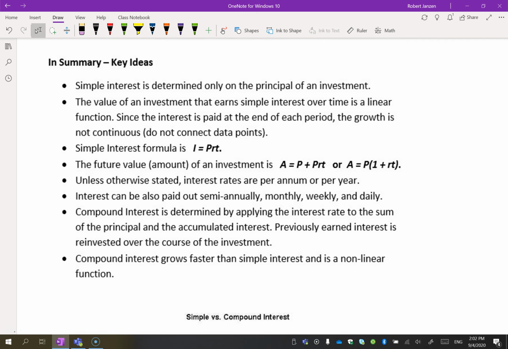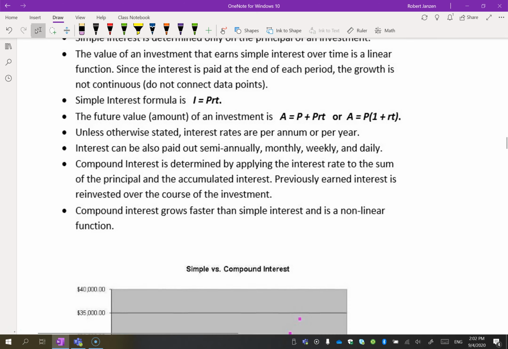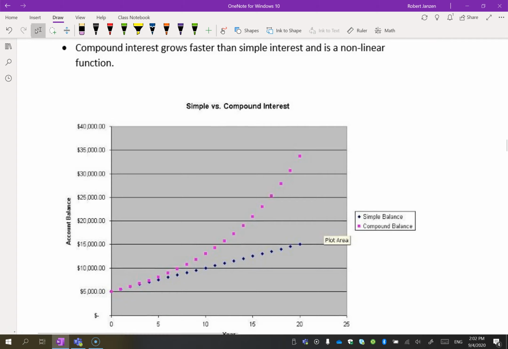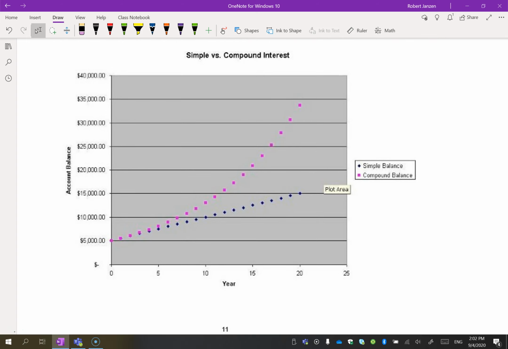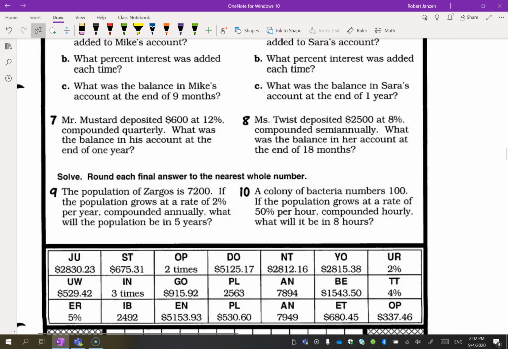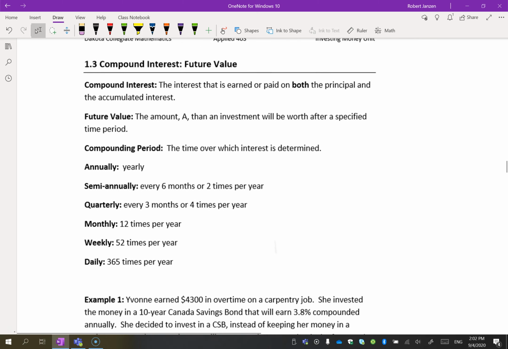Here are some comments from simple interest. Make sure you are reading through this. The compound interest is determined by applying the interest rate to the sum of the principal and the accumulated interest. This is where we're going to spend our time. So here's a graph showing the difference between compound and simple. You can try a couple questions, but let's get into actually doing some of this compound interest.